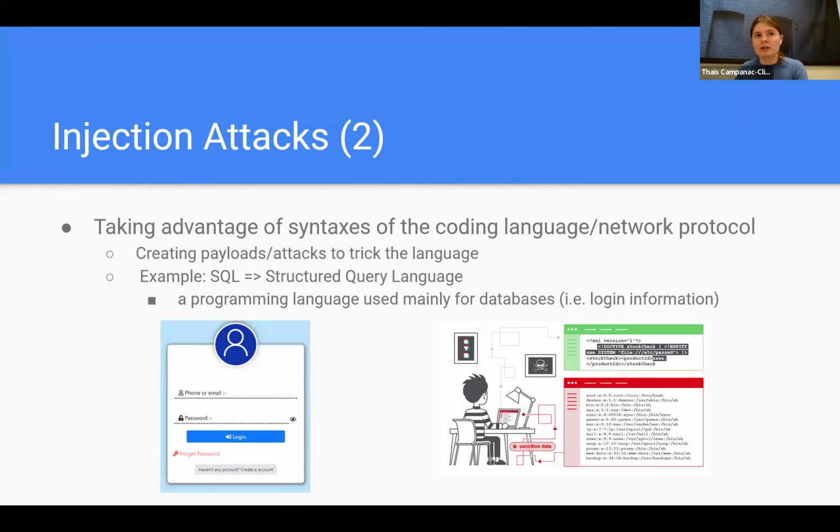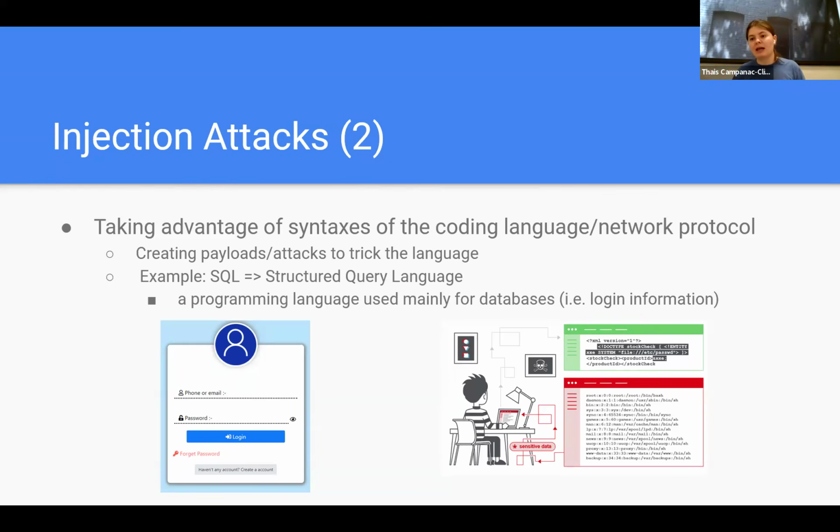So again, we're injecting information into this website. We're taking advantage of a couple of things about this website. We're taking advantage of the coding languages of this website, that HTML, that JavaScript, that CSS, and other coding languages or other third-party services or network protocols. We're taking advantage of them and trying to inject something malicious, something bad, into the website. And these coding languages and network protocols wouldn't reject it.